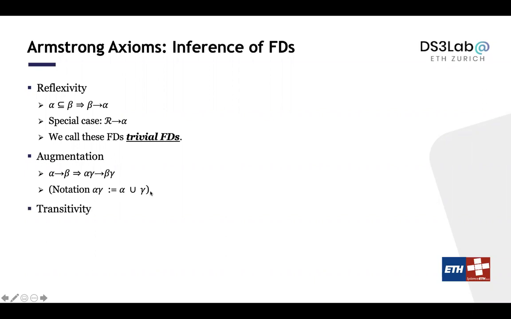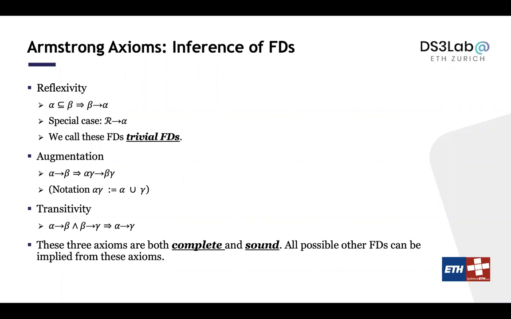Okay? And the third inference rule is transitivity, which means that if you have alpha to beta and beta to gamma, you will also have alpha to gamma. Okay, it's very simple. What's interesting is that the reasoning system constructed by these three axioms is both complete and sound, which means that all possible other functional dependencies that can be implied given a set of functional dependencies can be derived by applying these three axioms again and again.